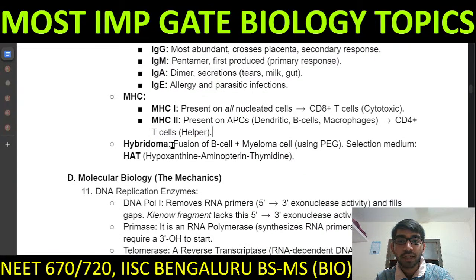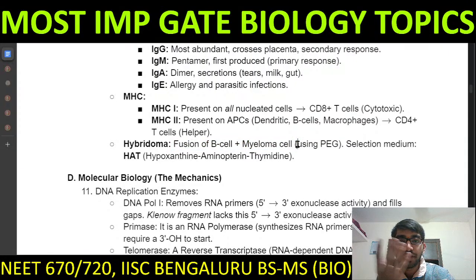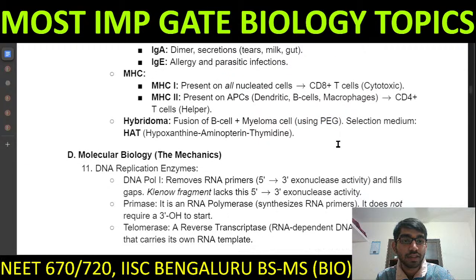Then hybridoma technology, fusion of B cell and myeloma cell. B cell which produces the antibody, and myeloma cell which has higher division capacity. So when you fuse both of them, it is called hybridoma, and using polyethylene glycol. So this is used as a fusing agent, fusogenic agent.